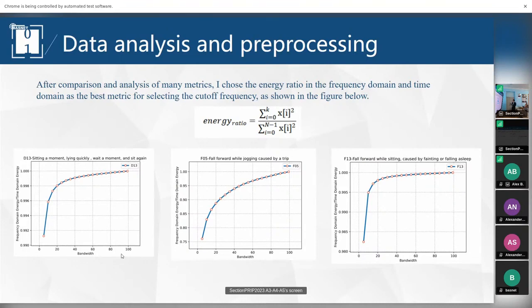This is an example where we select three signals for the analysis: one daily activity and two falls. We can see that the fast falls increased and the data growth increased.